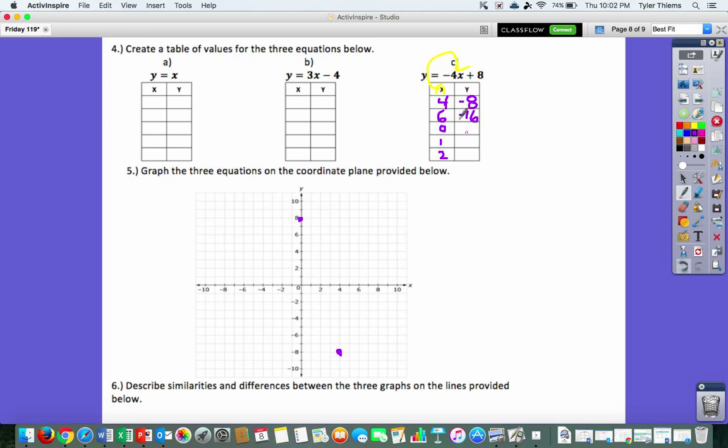If I plug in 1, -4 times 1 would be -4, plus 8 would be 4. So another coordinate would be there. And then we have 2. -4 times 2 is -8, and plus 8 would give you 0. So that point would be right there.